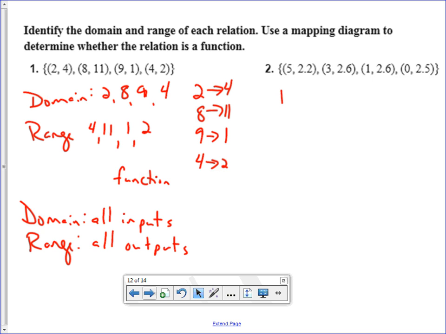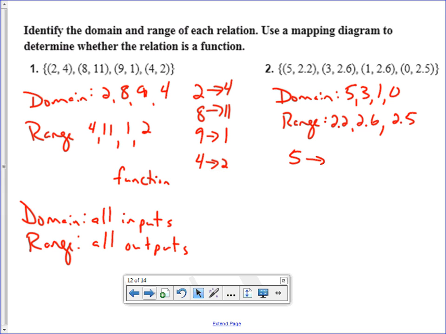Okay, if I look at this next one, number 2, domain and range. Domain would be a 5, a 3, a 1, a 0. The range would be a 2.2, a 2.6, and a 2.5. A mapping would look like this. A 5 maps to a 2.2. A 3 maps to a 2.6. A 1 maps as well to a 2.6. And a 0 maps to 2.5. Now, this one we would say is a function.